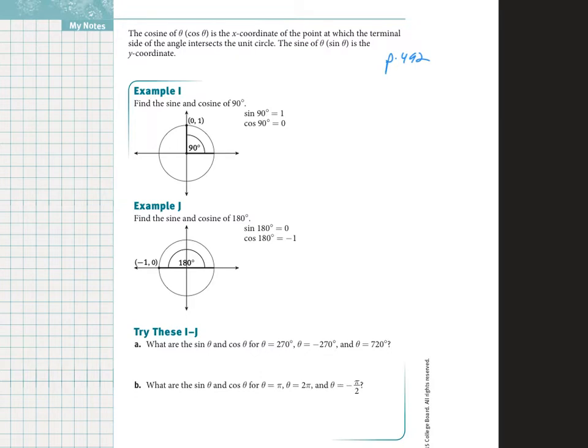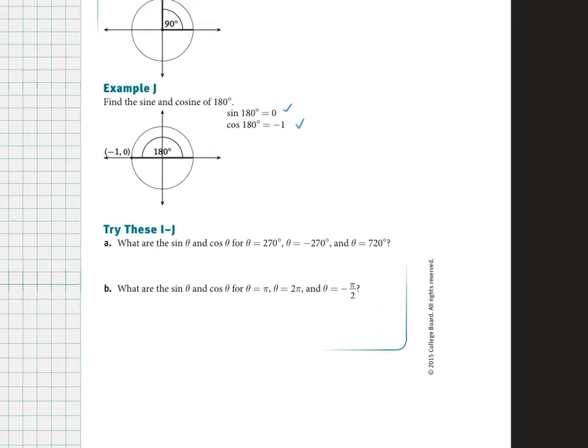Like we saw in the James Tanton video, this coordinate is (0, 1), so the cosine of 90 is 0, and the sine of 90 is 1, the height is 1. We can always start with the height being the sine. And then at 180, the sun has set, so the height is 0: sine of 180 is 0. But the cosine, since we're over here in the other quadrant, is going to be -1.